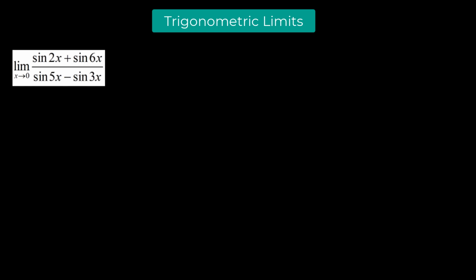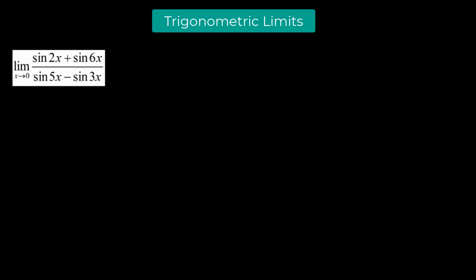Like the previous problem, what we can do is divide the numerator and the denominator by x and follow the steps as shown in the previous problem, and then we'll be able to determine the limiting value of the given function. However, I'm going to do this in a slightly different manner this time.